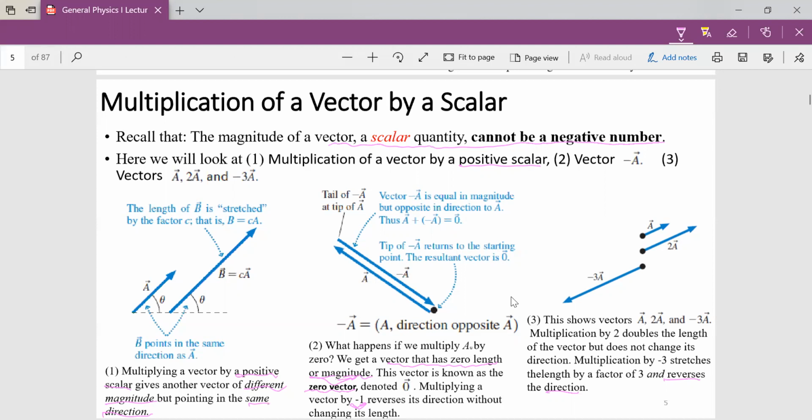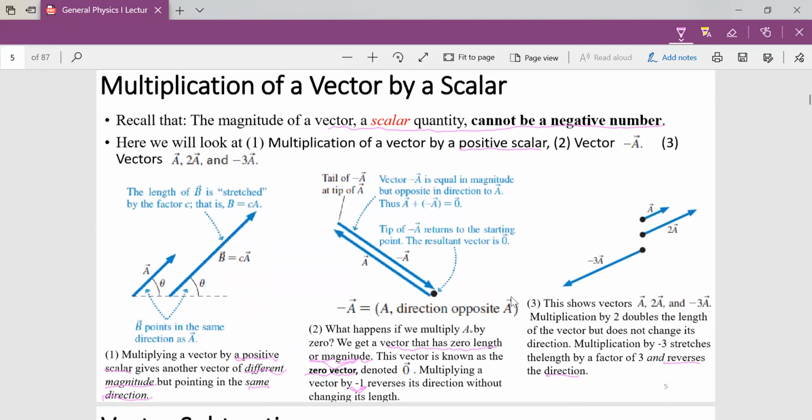So let's see three examples of multiplying vectors with a scalar, that is, multiplying vectors with different digits. Now, if we multiply a vector with a -2, it doesn't mean the magnitude of that vector is -2, no. Minus describes direction, 2 is the magnitude, then the letter with the arrow on it is the vector, okay?